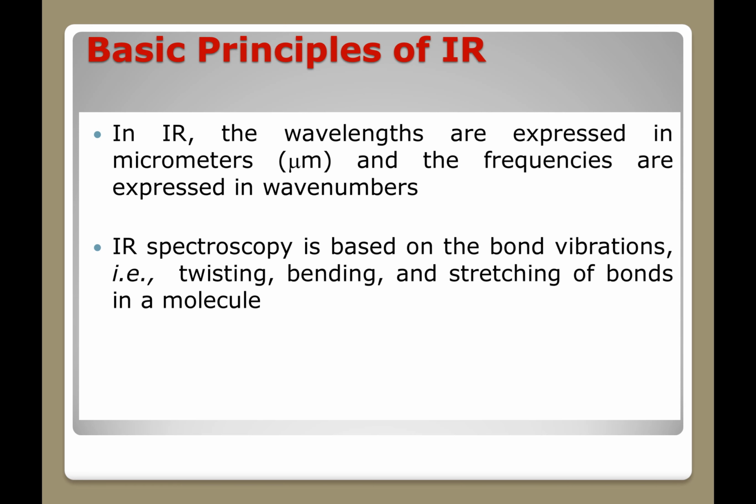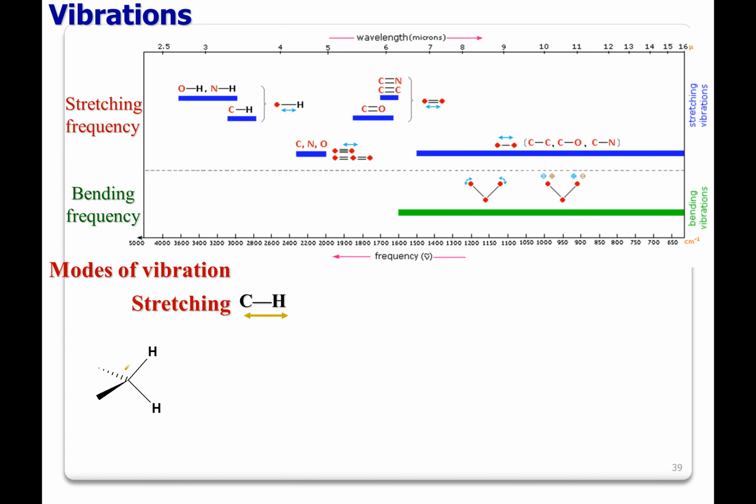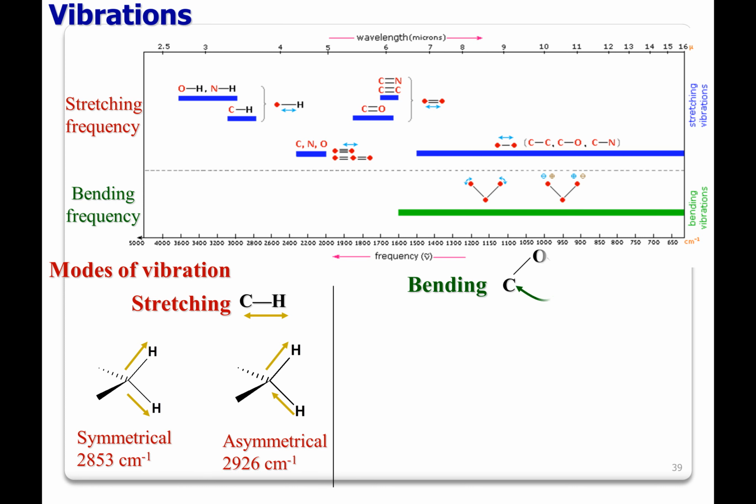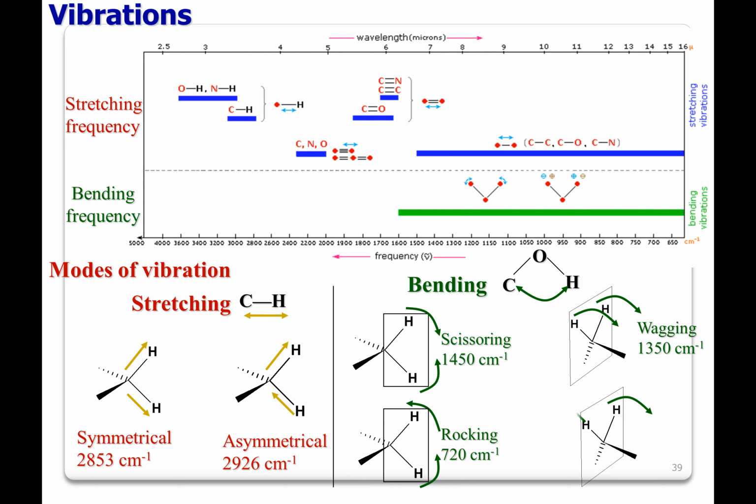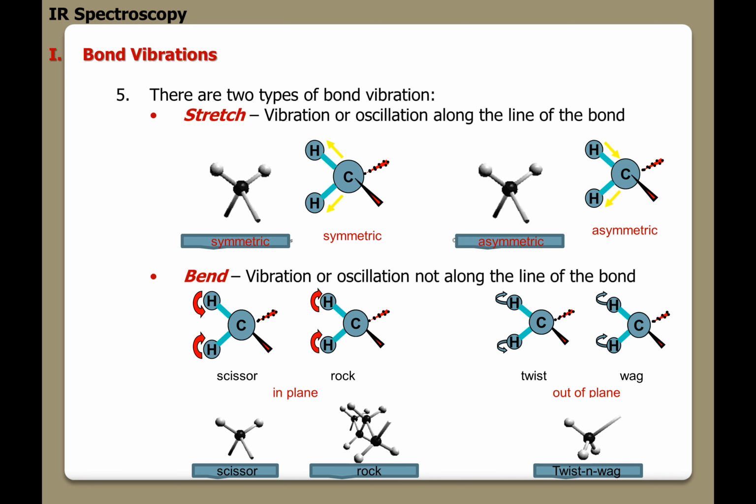So, friends, next time I will show you the symmetrical vibrations, how they appear, asymmetrical vibrations, bending vibrations, scissoring, rocking, and wagging and twisting. But these are the stretching vibrations. You can see both are going symmetrical. This is asymmetrical. This is scissor. This is rocking. This is twisting and wagging.